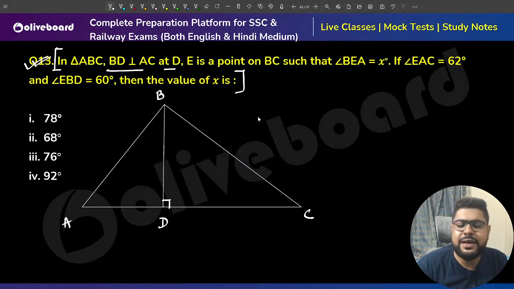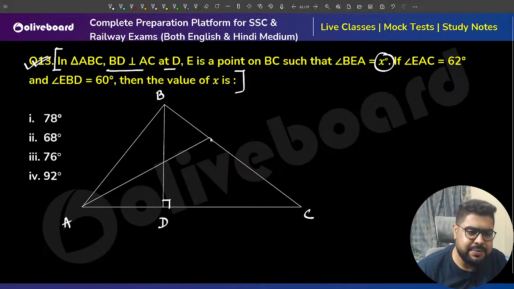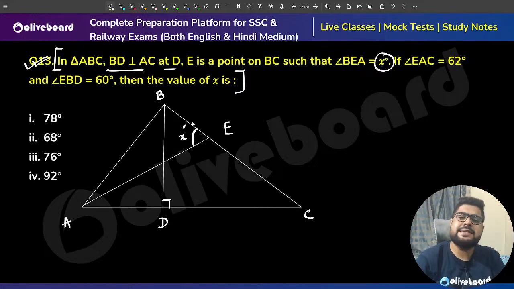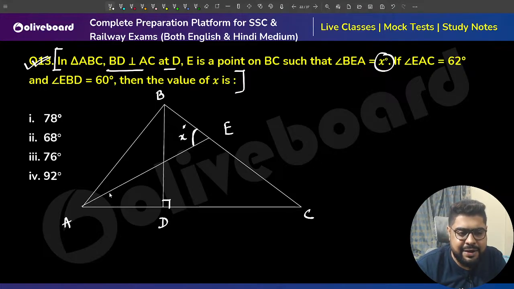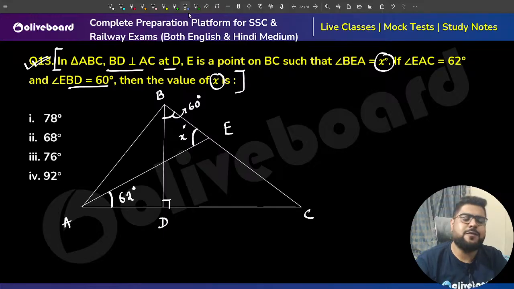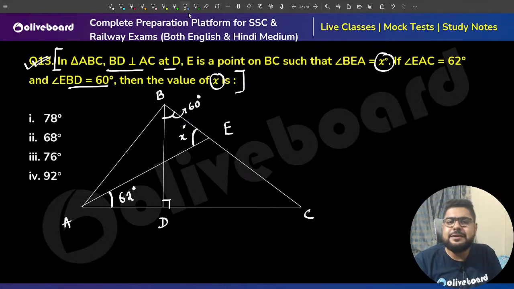E is a point on BC such that BEA is x degrees. Something like this, let's take this as E. So BEA means this angle is x. It is given that EAC is 62 degrees, meaning this angle is 62 degrees. EBD is 60, so this angle is 60 degrees. Then they are asking us to find the value of x.